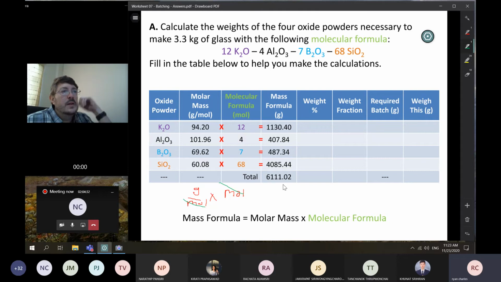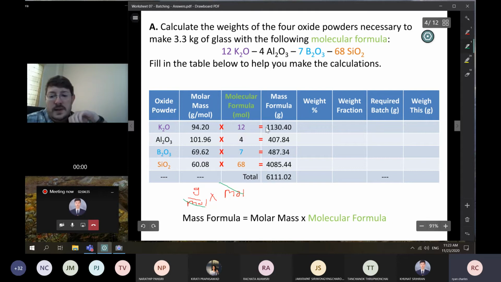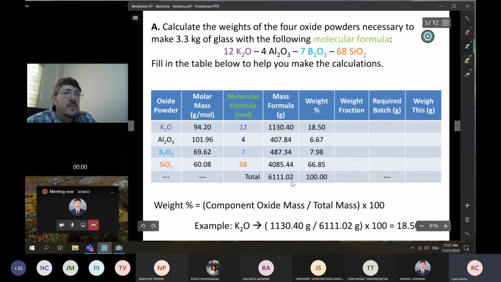All right. So multiply. Use your calculator. Use Excel, something like that. So we get 1,130, 400, 487, 485. Add those up. 6,111.02 grams. So that's the total.